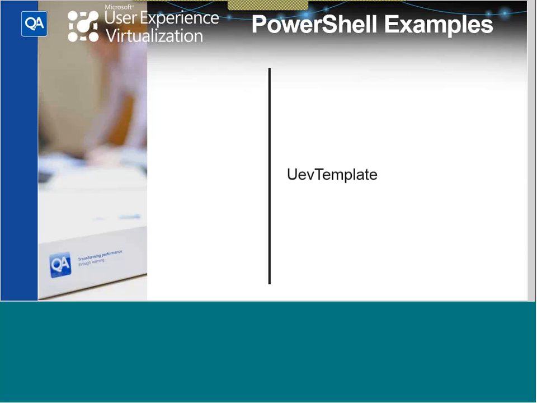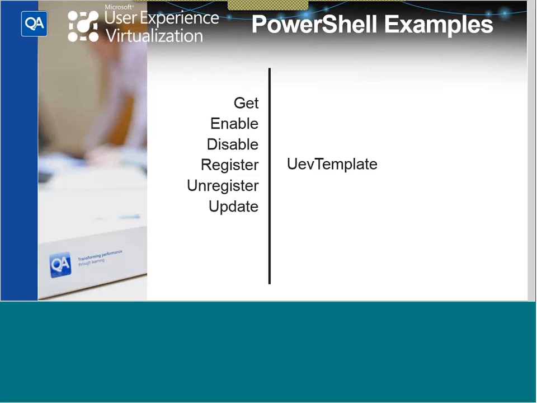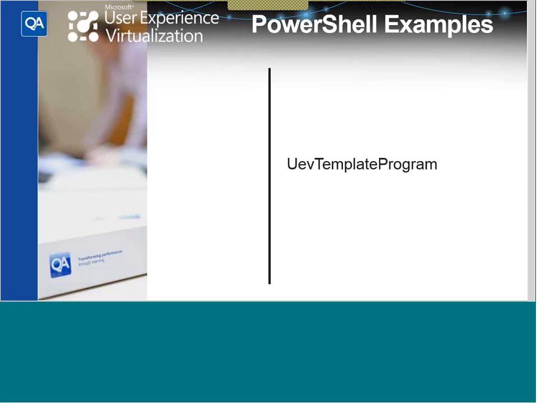With UEV templates, we can get the template, we can enable and disable each template. We can register a new template, unregister a template from the store. And if the template has been updated on the system, we can force an update with the update command. And the test command does validation of the template to make sure it's not broken. We can do a get UEV template program, and this shows me the program or programs that are referenced by the template.